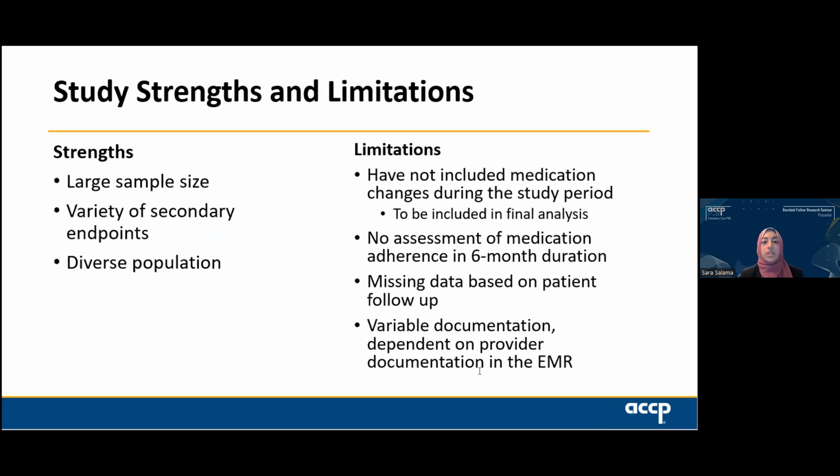Here I've outlined just briefly some strengths and limitations of our study. So strengths are that we have a large sample size of about 700 patients now, and hopefully, as we continue with phase 2 of the trial, nearly 2,000 patients. We did also include a variety of secondary endpoints, and we were able to collect on a diverse patient population.